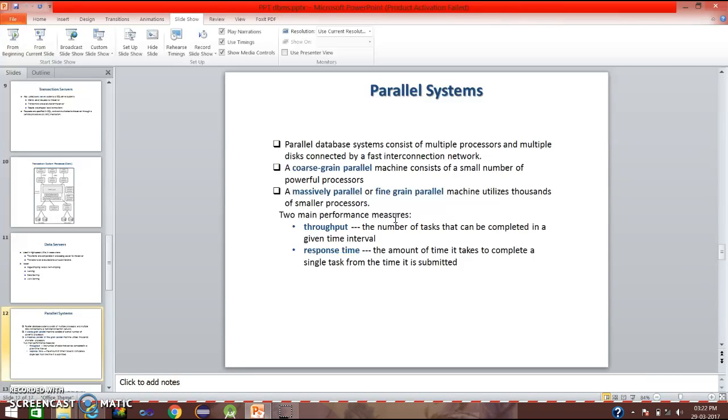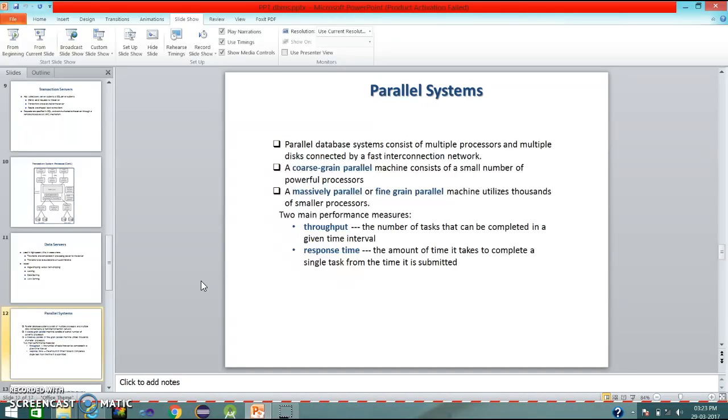Parallel systems. A parallel database system consists of multiple processors and multiple disks connected by a fast interconnection network. There are coarse-grain parallel, massively parallel, and fine-grain parallel machines. Massively parallel manages thousands of smaller processors.